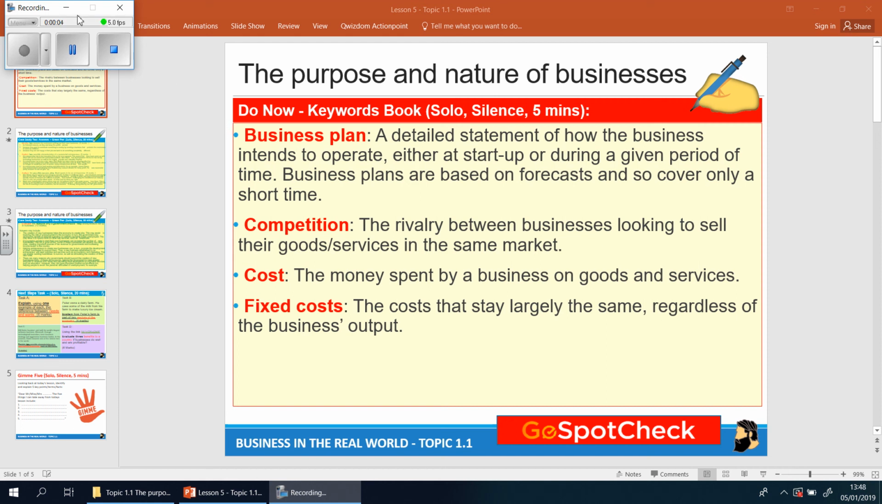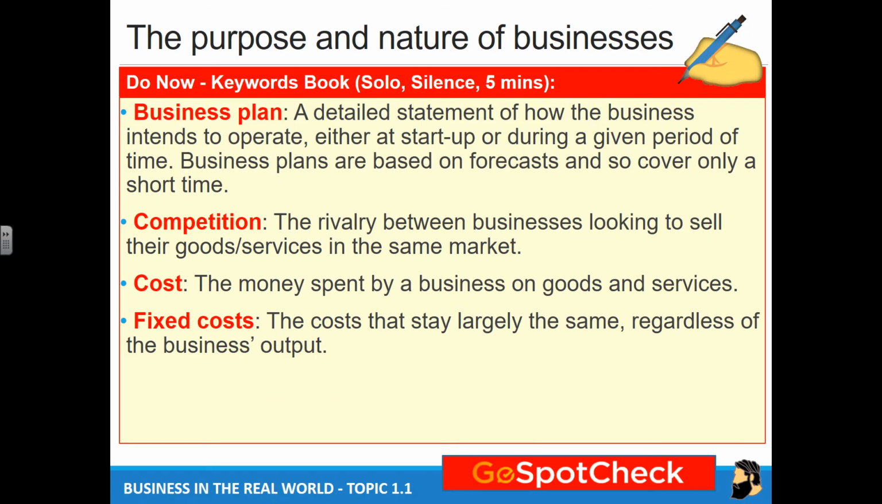Welcome back. This is now lesson 5 of topic 1.1, the purpose and nature of businesses. So, in the last lesson, you will have attempted the end of chapter test, all on Elon Musk.